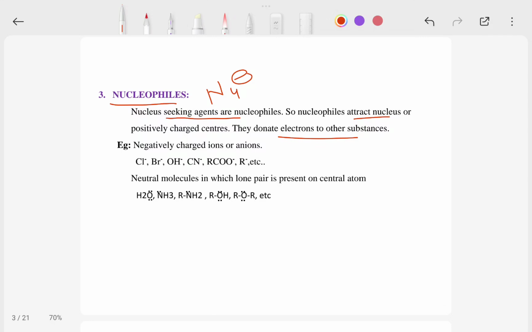For example, negatively charged ions or anions act as nucleophiles. For example, Cl minus, OH minus, CN minus, RCO minus. And neutral molecules in which a lone pair is present on the central atom also act as nucleophiles. Yeah, H2O, NH3 or NH2, OH, ethers, they all are nucleophiles. Nucleophiles are electron rich compounds. Nucleophile is denoted as Nu minus.